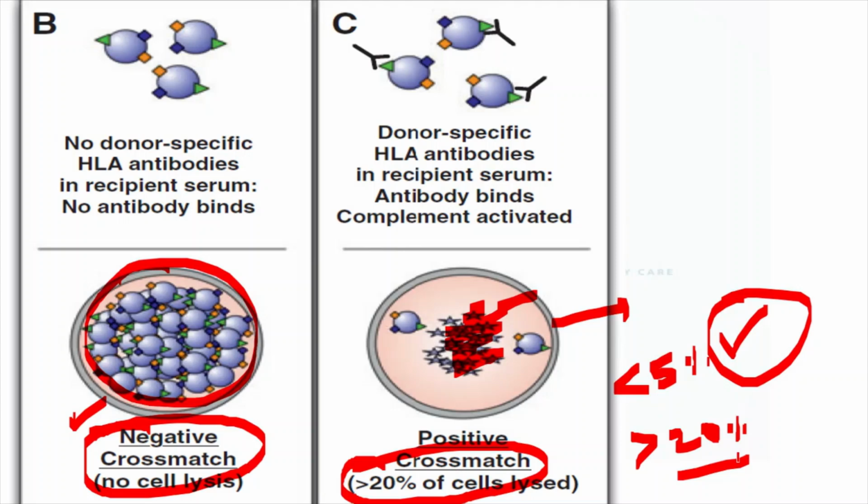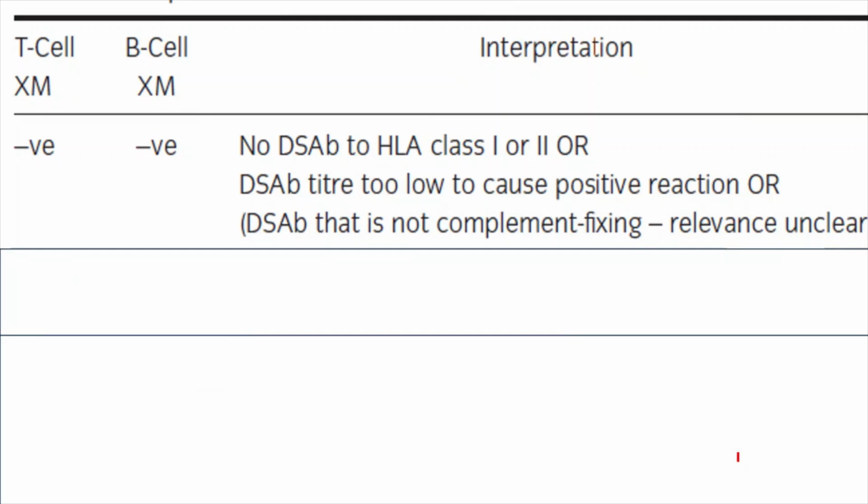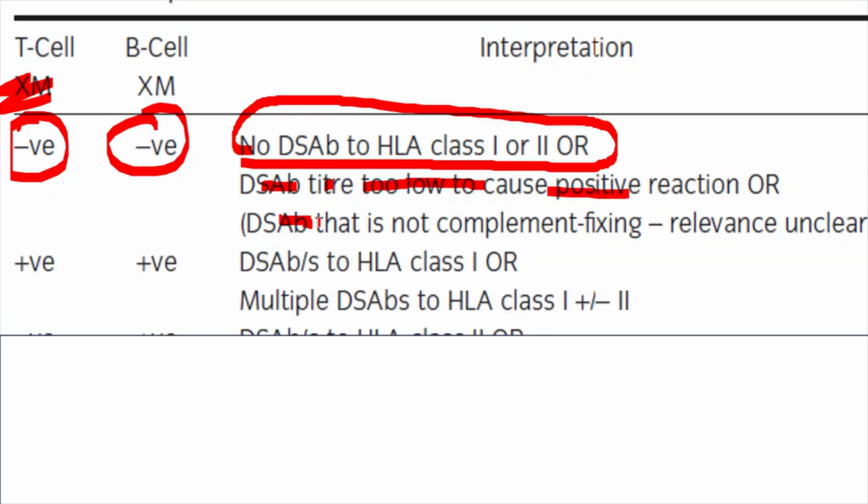Which kind of antibodies are very important? IgG, because IgM is temporary and it is not that significant. So this is all about the CDC cross match. Now we will see what things are possible as per the interpretation. For example, CDC T cell cross match is negative, B cell cross match is negative. That means no donor specific antibody to HLA class 1 or 2, or it might be present in low titer, which I will explain in the later half of the slides.